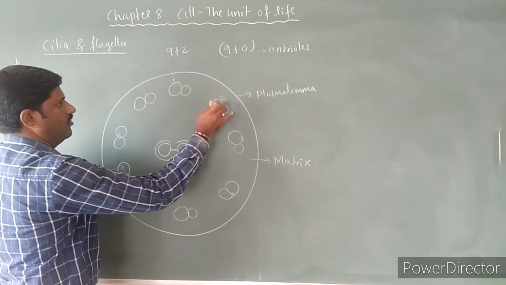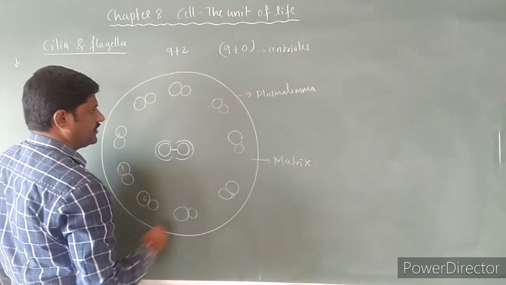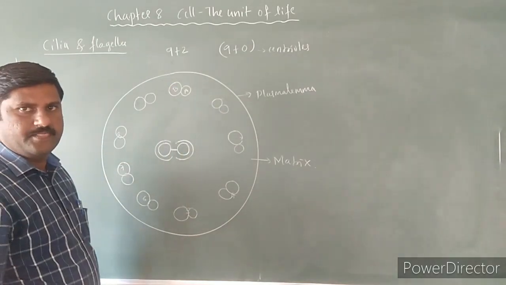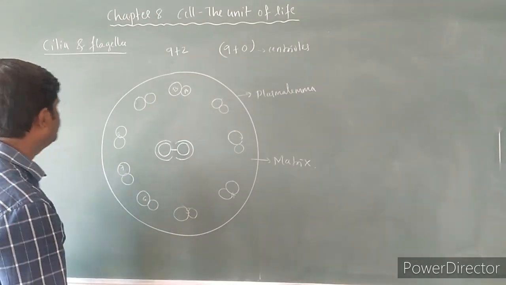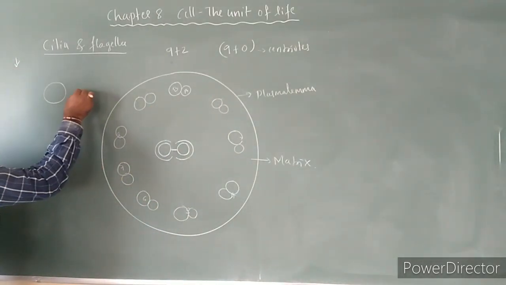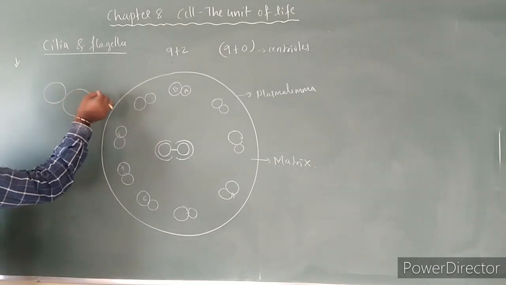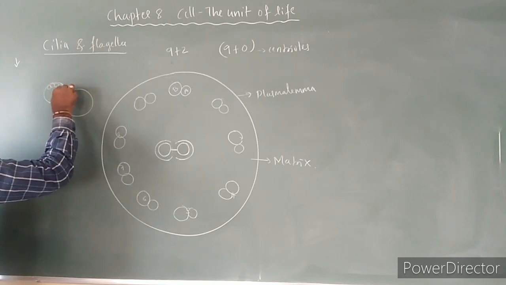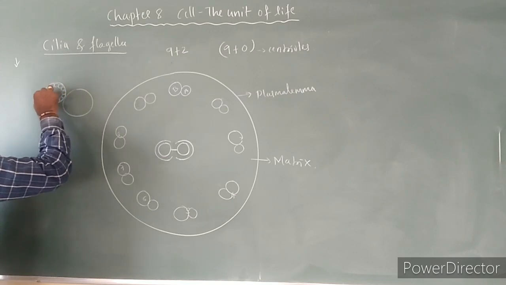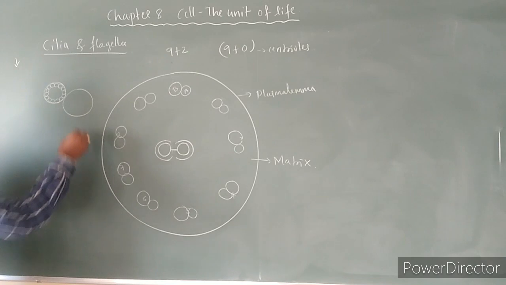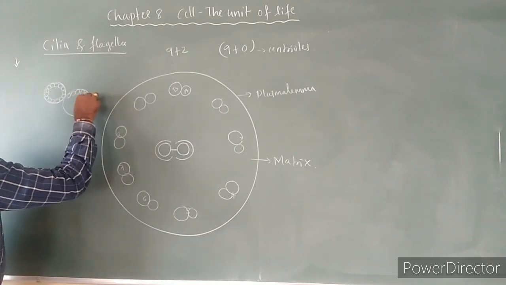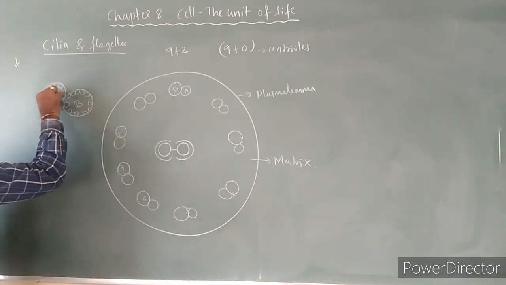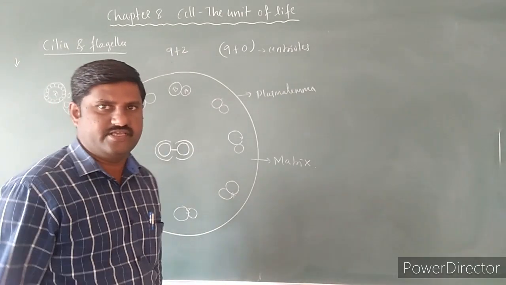But one thing we should know here: each doublet has one microtubule A and the other B. So whenever you see a doublet, this is A, this is B. B is a little wider than A, and A is made up of 13 protofilaments, while B is made up of only 10 protofilaments. Point to be noted here.